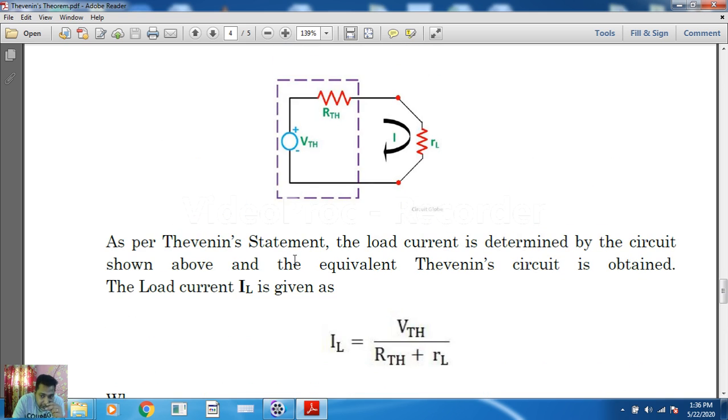If we summarize what we have done, whatever complex the circuit is, we can reduce it to a simple series circuit which contains VTH, RTH and RL. So this is all about Thevenin's theorem. The points to remember are where we can use this theorem, how we can solve it, and how we can reduce the circuit to a simple series circuit.